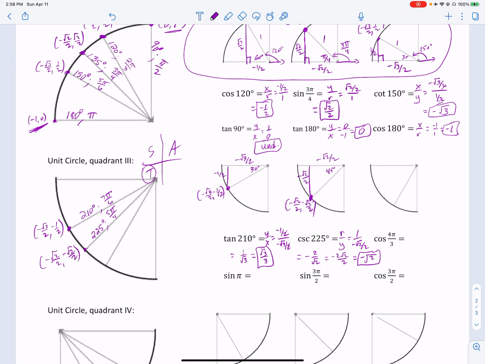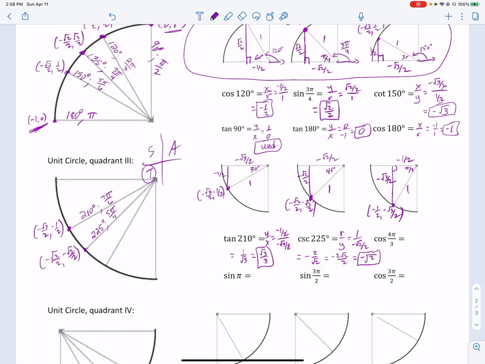Then for 4 pi/3, you end up pi/3 beyond pi. That's 60 degrees in terms of reference angle in degrees. And I forgot to put 1 on the hypotenuse on the other. So this is a 1 for the hypotenuse. You're going left the short leg value and down the long leg value. So it's negative 1/2 and down root 3 over 2.